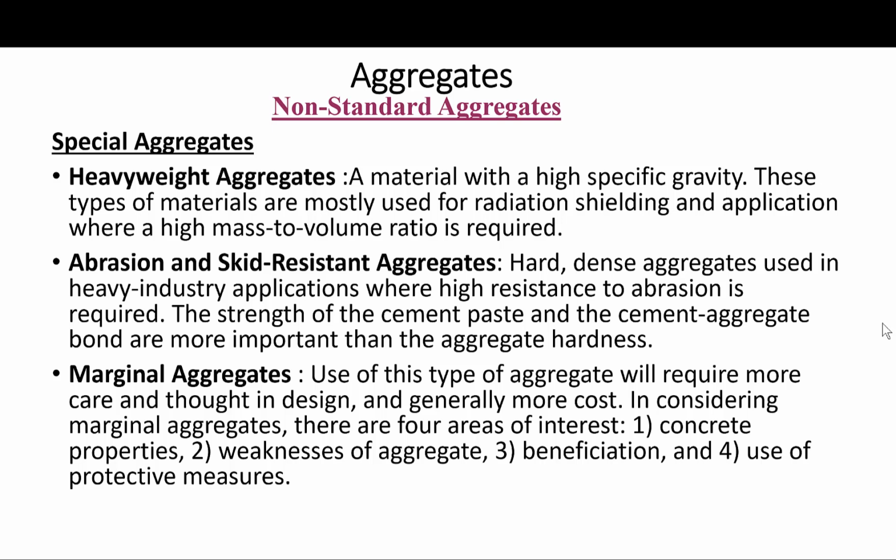Keep in mind, we have something referred to as marginal aggregates. Use of this type of aggregate will require more care and thought in design. So generally, also more cost. So in considering marginal aggregates, there are four areas of interest: concrete properties, the weakness of aggregate, the beneficiation, and the use of protective measures. And again, these are not common in use, but it does not hurt to know about them. Okay.